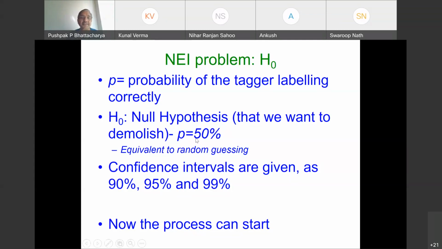So I'm saying that the probability of the tagger labeling correctly is 50%, and this is equivalent to random guessing. Maybe the word correctly is the problem here. Okay. We introduce more terminology, which is confidence interval. Okay, so the confidence intervals are given as 90%, 95%, and 99%. And now the process can start. Of course, now we have introduced more terminology, and they are so important for hypothesis testing. So let us understand what we mean by these intervals.